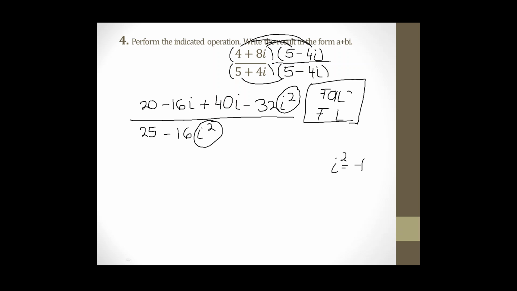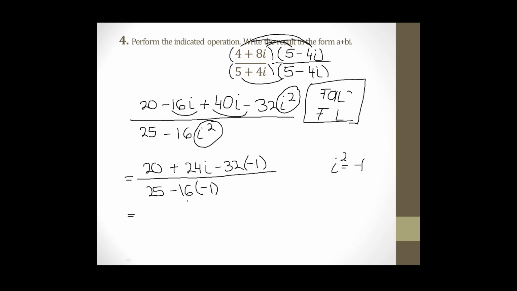So let me rewrite the top, and as well I'm going to combine these two terms because they are like terms. So I have a 20 and then a positive 24i, and right here negative 32, instead of i squared I can multiply this by a negative 1. Bottom, same thing, 25 minus 16, and instead of i squared I can multiply by a negative 1.